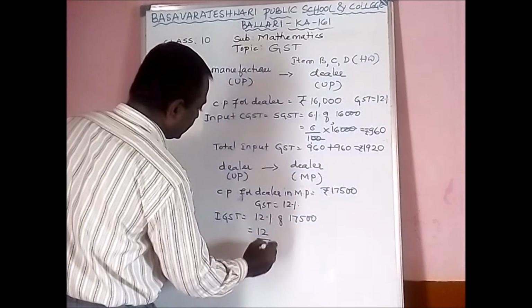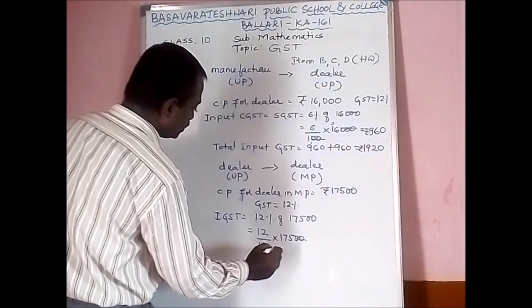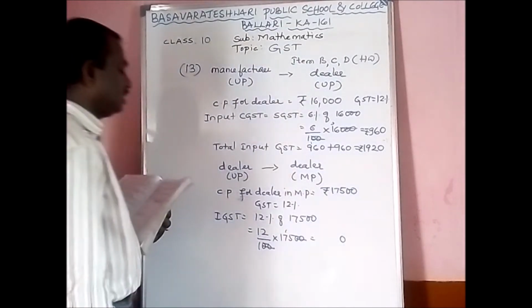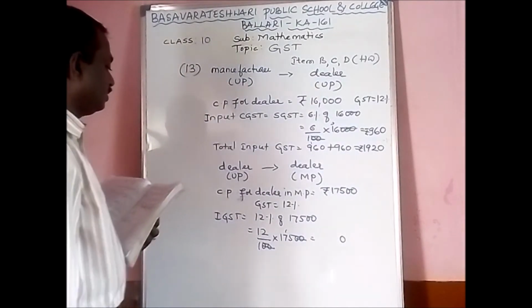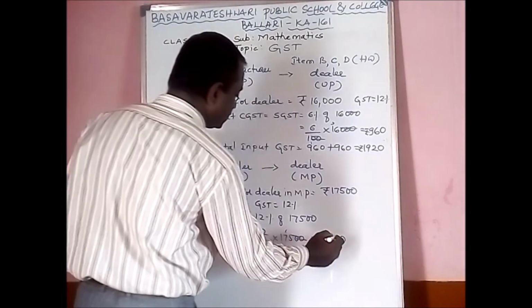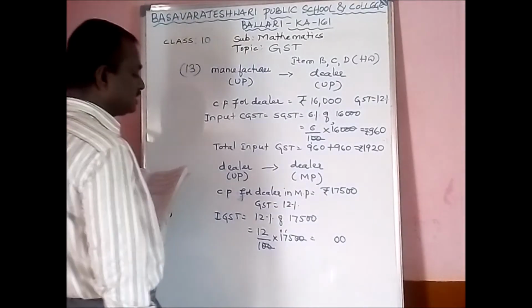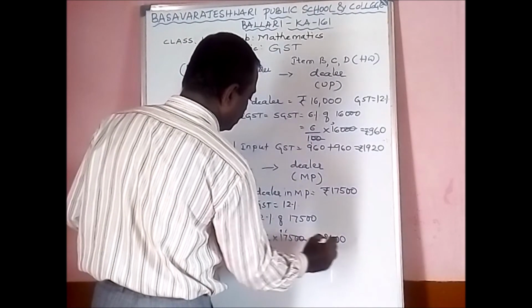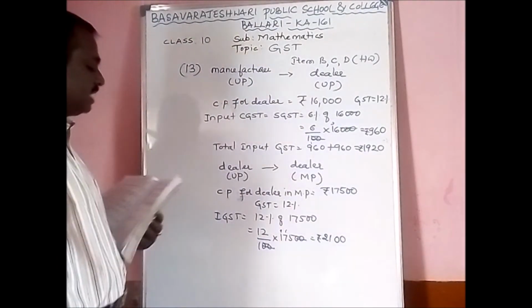12 by 100 into 17,500. 2 zeros, 2 zeros cancel. 12 times 5 is 60. 12 times 7 is 84. 12 times 7 is 84 plus 6, 90. 12 plus 9 is 21. So 2,100. This is IGST.